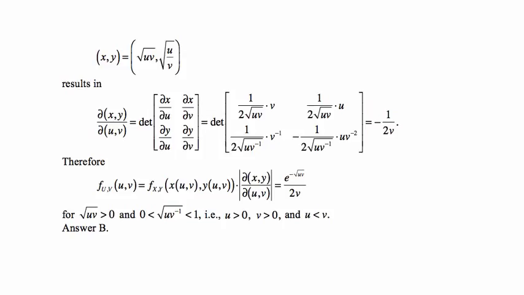For what values? Well, x has to be positive, so square root of uv has to be positive, and y has to be between 0 and 1, so that the square root of u divided by v has to be between 0 and 1. That implies that u is positive, v is positive, and because the square root of u over v is less than 1, and they're both positive, then u over v is less than 1, which means that u is less than v. And that's all of the conditions. That's answer B, and we're done with this problem.